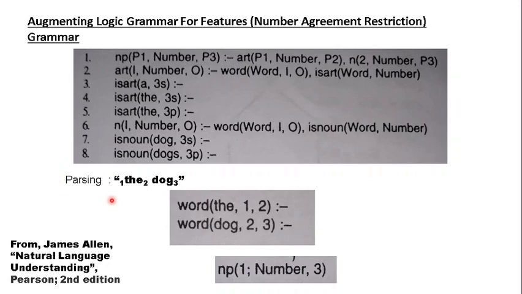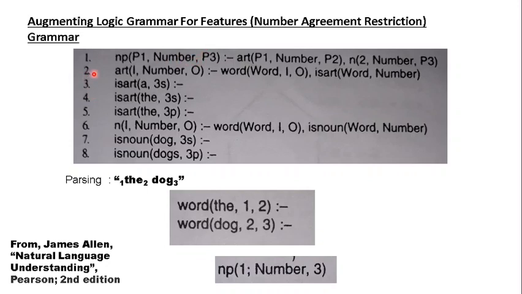Let's see the parsing of a clause or a phrase, the dog. It is a noun phrase, and if you see here there are three positional indicators, 1, 2 and 3. The occurs between 1 and 2, dog occurs between 2 and 3. Let's see how this can be parsed with an augmented logic grammar.